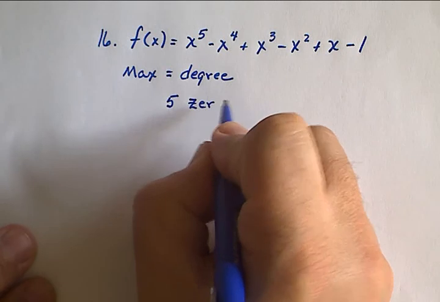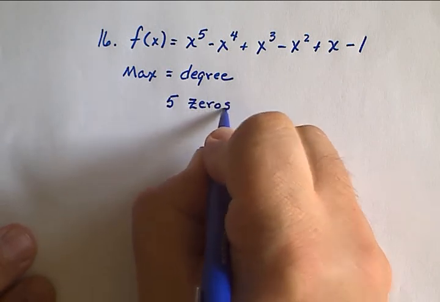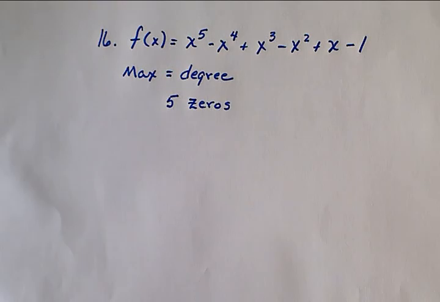Okay, now the one thing about zeros: zeros can be positive, zeros can be negative, zeros can be real, or zeros can be imaginary. We don't know what kinds of zeros this function will have. They could all be real, or you could have combinations of real and complex. We'll talk more about that as we wrap this worksheet up. But again, the first thing is determining the maximum number, and that's just the degree.